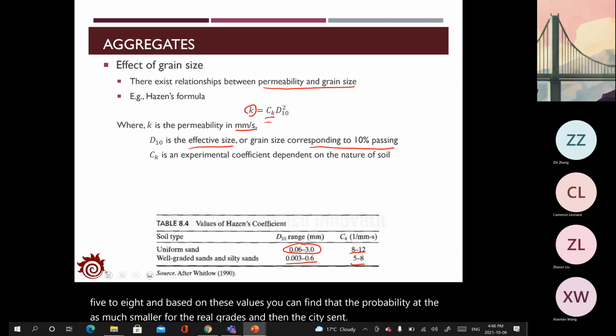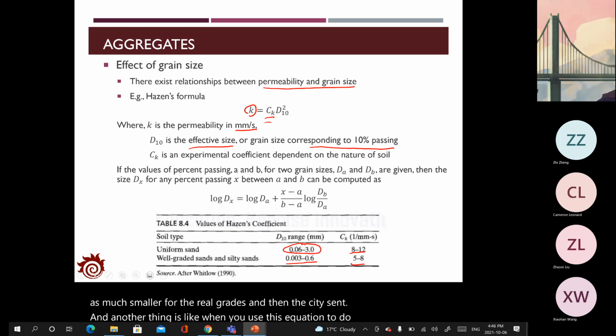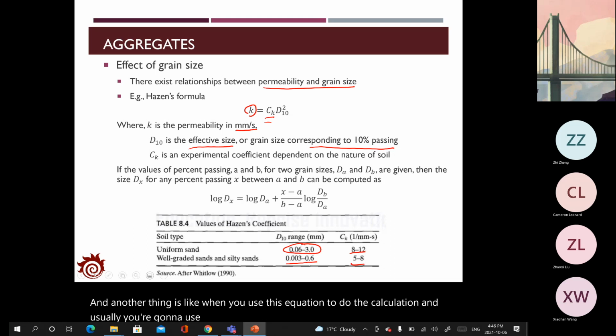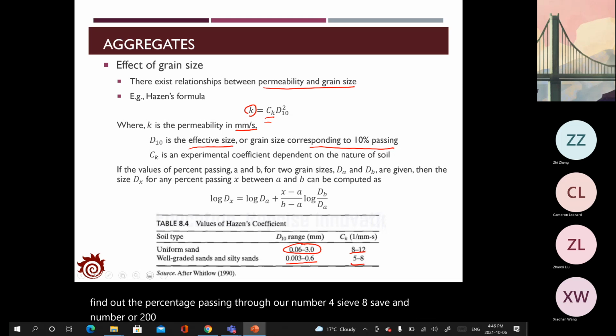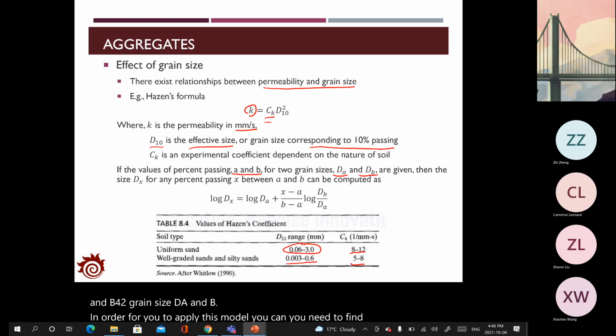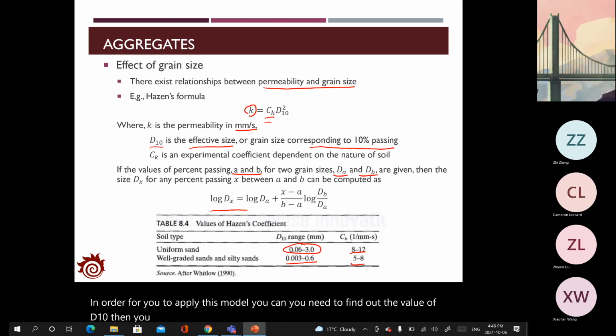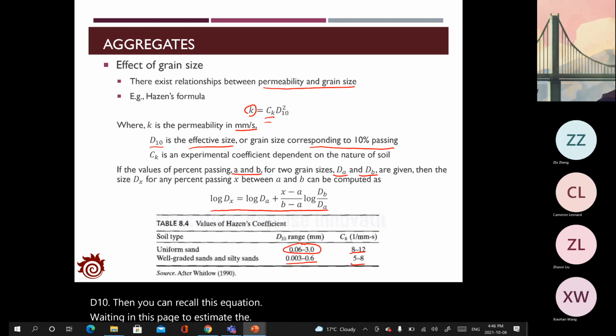And another thing is, when you use this equation to do the calculation, usually you're going to use different types of sieves to measure the percentage passing. You can probably find the percentage passing through number 4 sieve, number 8 sieve, number 200 sieve, and so on. Which means that if we can find the percentage passing A and B for two grain sizes DA and DB, in order to apply this model, you need to find the value of D10. Then you can recall the equation on this page to estimate the grain size with 10% passing, or with X% passing.